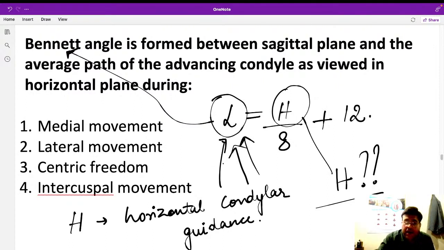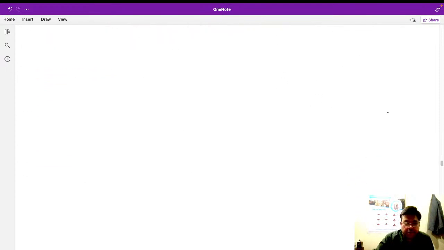It is not intercondylar distance, it is the horizontal condylar guidance. On an average, this is 30 to 35 degrees. That is the value of H. 30 to 35 degrees is the value of H on an average, but it differs from patient to patient.